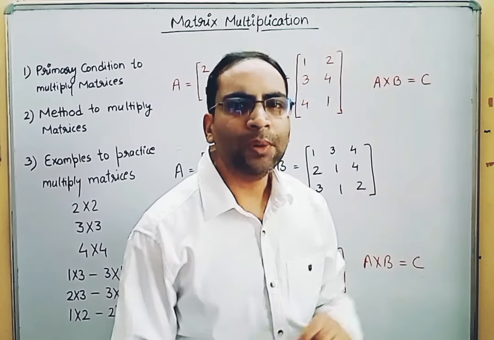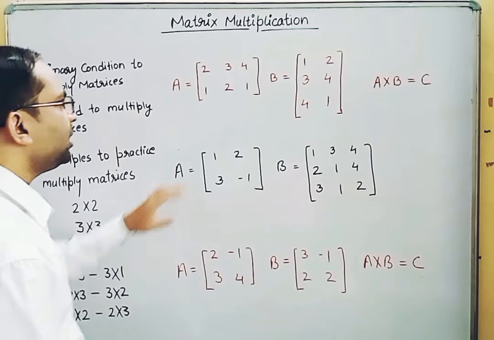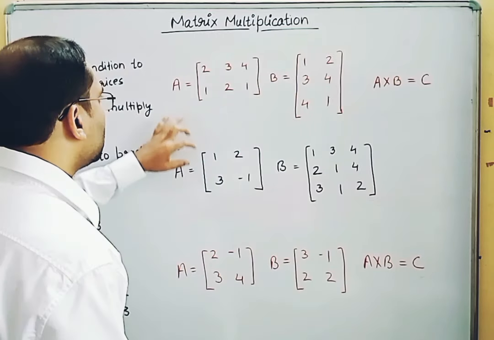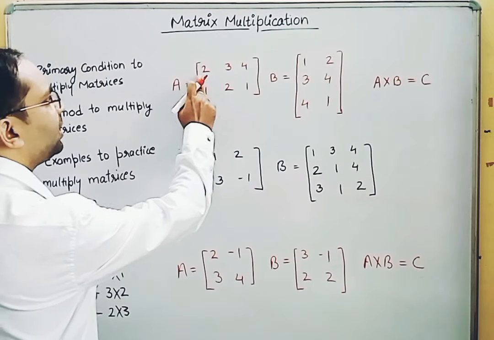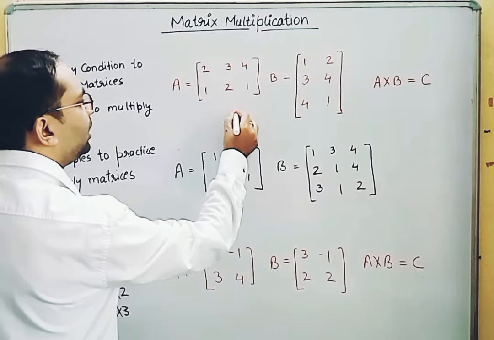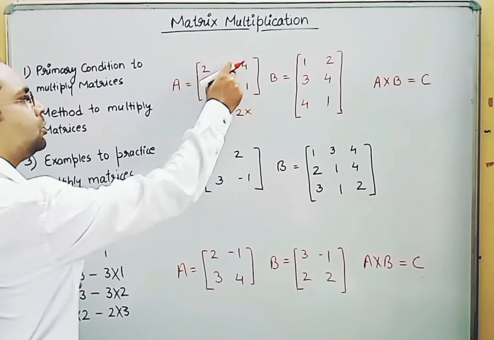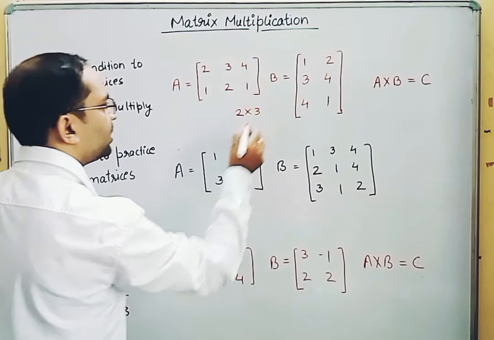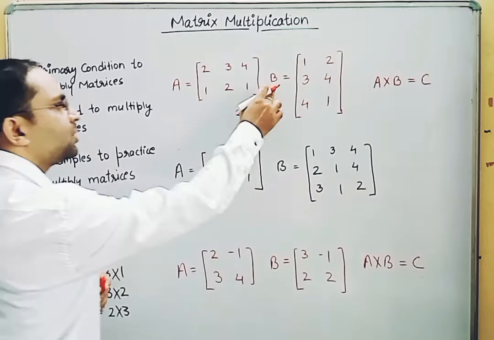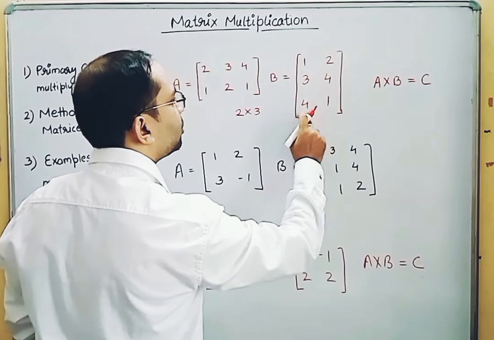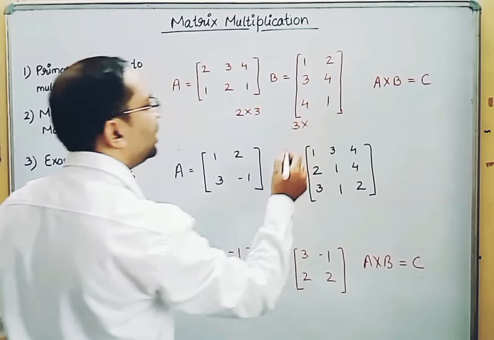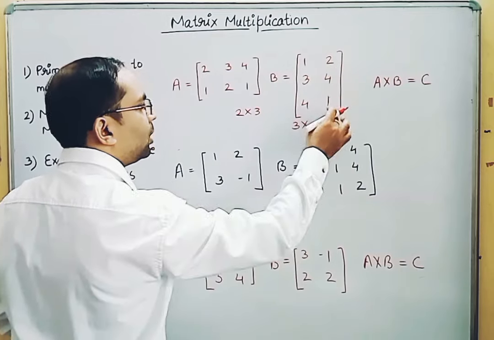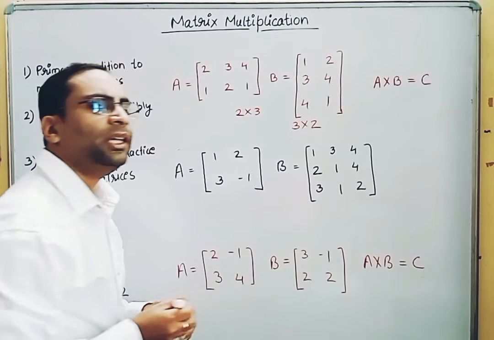We need to multiply these two matrices. First of all, we need to identify the order of these matrices. The order of this matrix: we have 2 rows and 3 columns, so the order of this matrix is 2 cross 3. Similarly, in matrix B, we have row 1, row 2 and row 3, and column 1 and column 2, so the order of this matrix will be 3 cross 2.